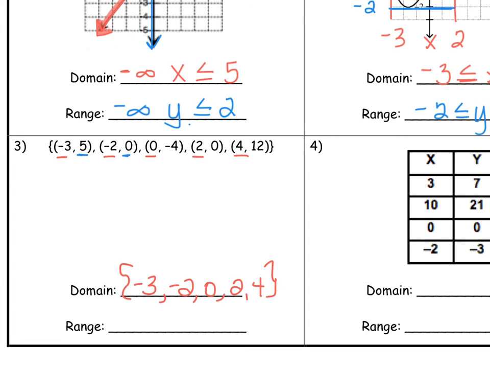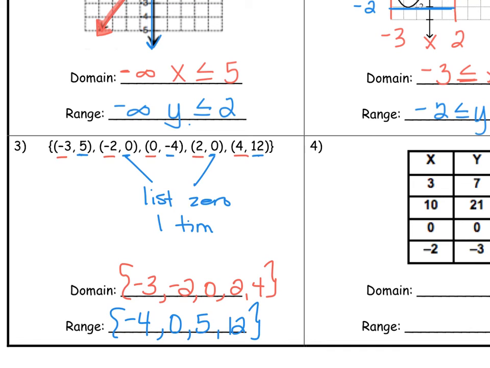My range are all my y values, and if you look here, 0 is listed twice, or there are 2 ordered pairs that have 0 as their y value or their output. We're just going to list that once. So -4, 0, we don't have to list 2 zeros, just 1 zero, 5, and 12 is my range. So again, we just need to list 0 one time when we're listing it right there.